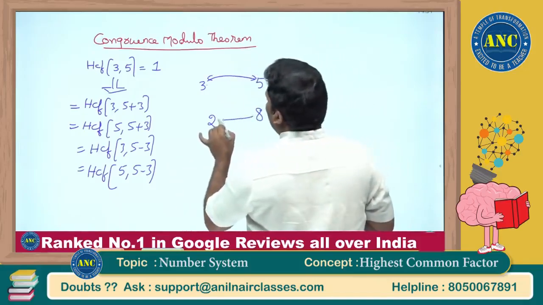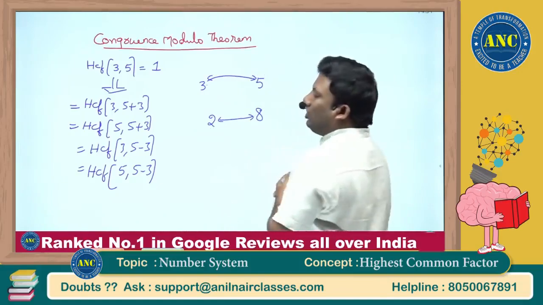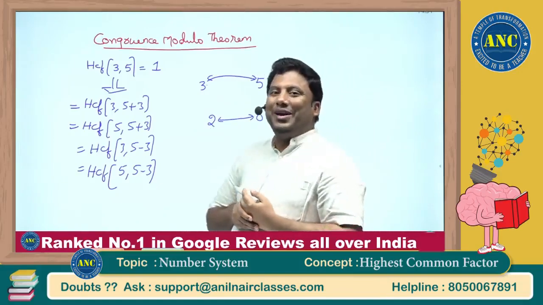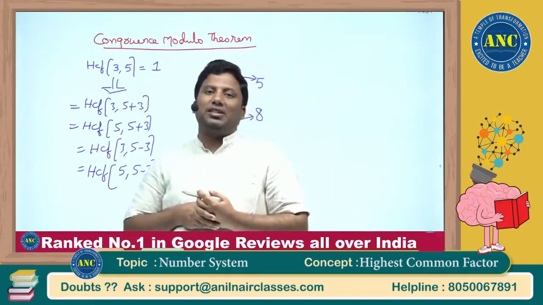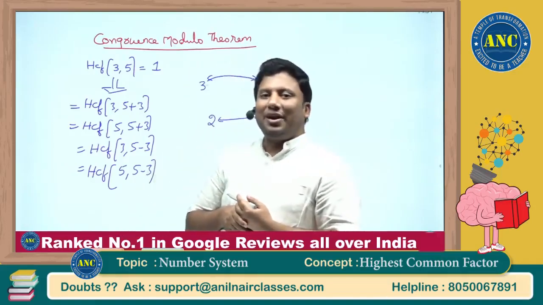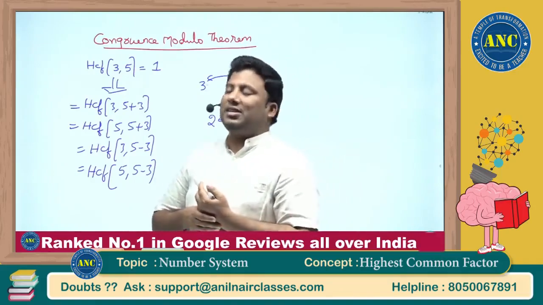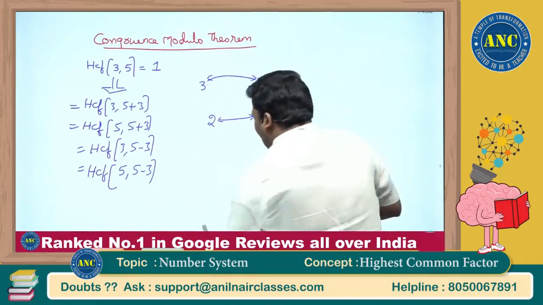But are these both co-prime to each other? 2 is an even number, 8 is an even number. Can HCF of 2 even numbers become 1? HCF of even numbers is never 1.